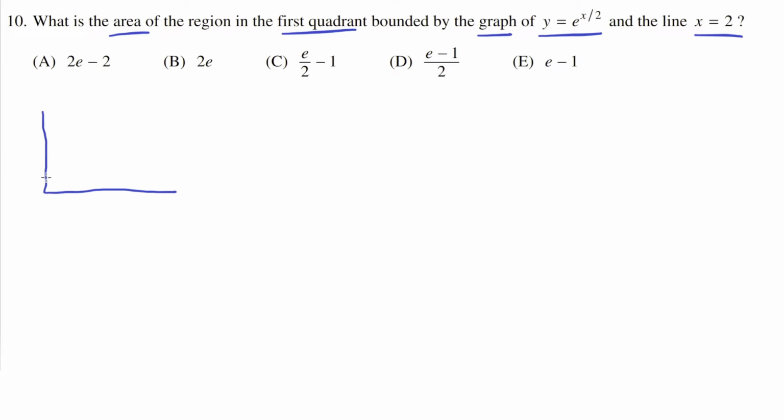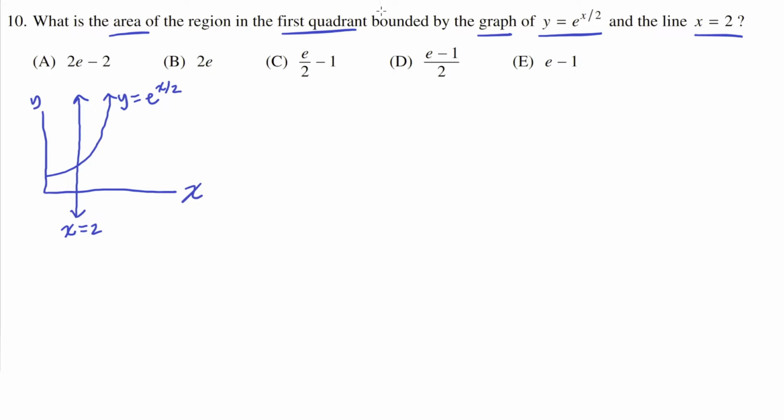So in the first quadrant, y equals e to the x over 2 looks like this growing exponential function, and the line x equals 2 is just a vertical line like this. And we need to find the area of the region. Here, let's first label these graphs. So y equals e to the x over 2, and then there's this vertical line at x equals 2.